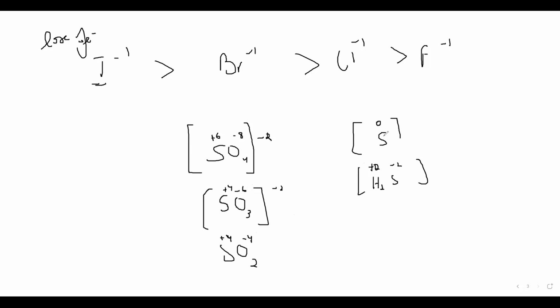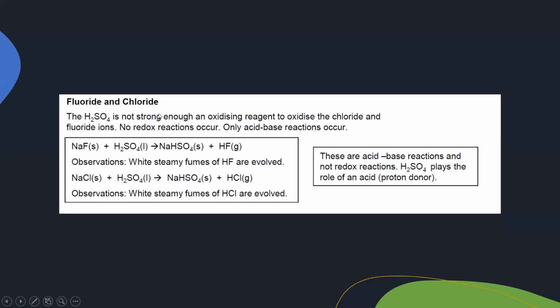So when we react with chloride, bromide or iodide ion, the one which reduces the sulfur to a lower oxidation state is a good reducing agent, or itself it is oxidized. As an example, we react sulfuric acid with sodium fluoride and sodium chloride. As a result, it forms sodium hydrogen sulfate and hydrogen fluoride. Sulfuric acid is not strong enough as an oxidizing agent to oxidize the chloride and the fluoride ion. So there is no redox reaction here, only an acid-base reaction.